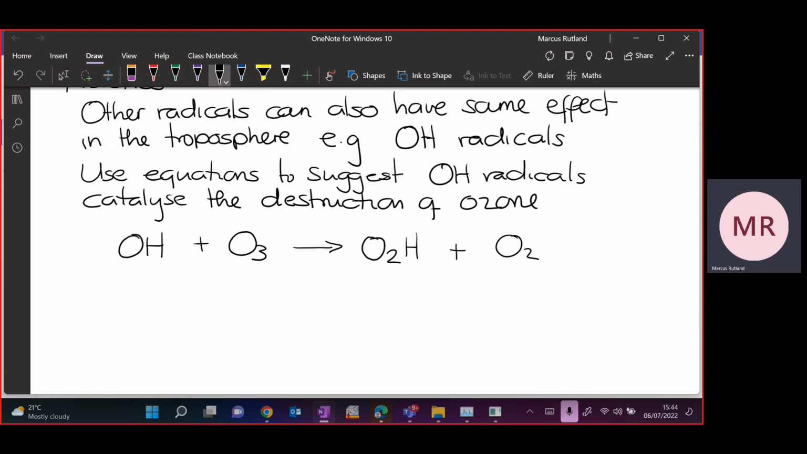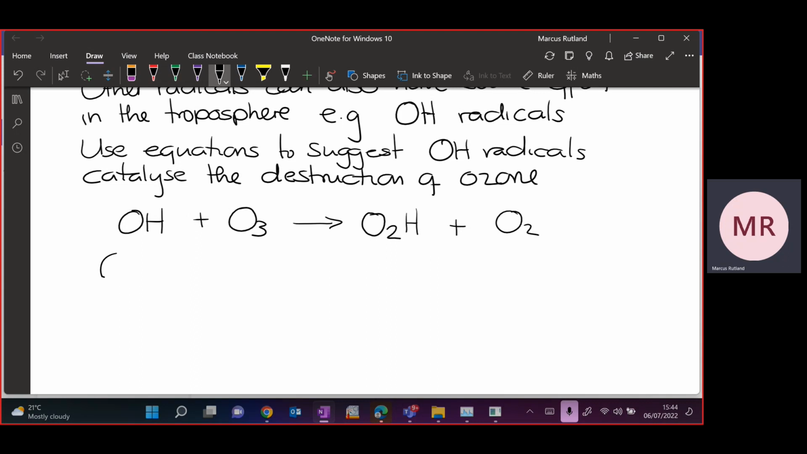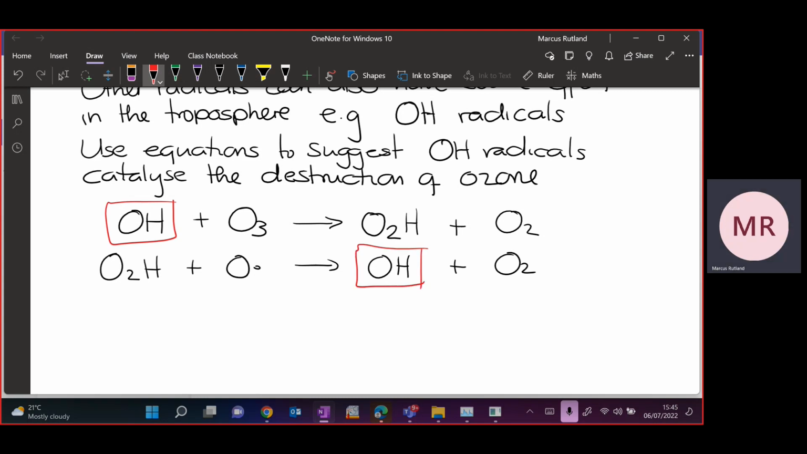Having grabbed an oxygen off the O3, you'll be left with O2. So the OH is just being a radical. It's grabbed an atom off the O3. It's an oxygen atom, so it gains an extra oxygen. And then, just like for the chlorine, the O2H will react with one of those naturally occurring oxygen atoms in the stratosphere, which pulls the oxygen back off, takes us back to OH, plus another O2. So we can say that the OH is used up, but then reformed.